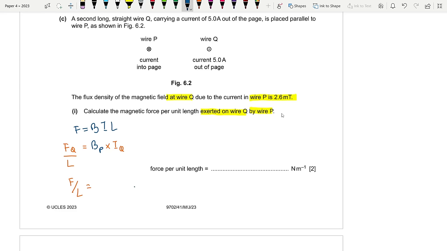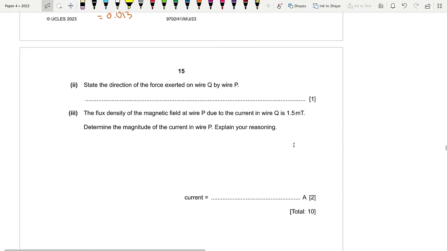So let's do that. That is 2.6 into 10 to the power minus 3 times the current in wire Q itself, which is 5 amperes. So what do we get? 2.6 into 10 to the power minus 3 times 5, which is 0.013. So one more time. The force per unit length felt by wire Q is due to the magnetic field strength of P, but the current in Q itself, which is 5 amperes, and the magnetic field strength produced by wire P at Q is 2.6 millitesla. So we end up with 0.013. That is our final answer, newton per meter.